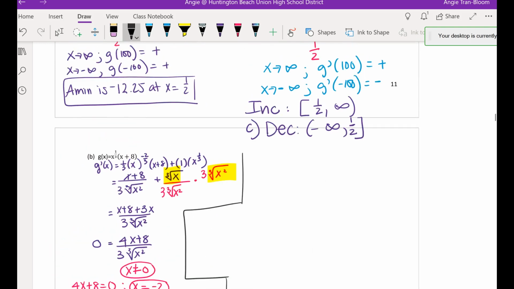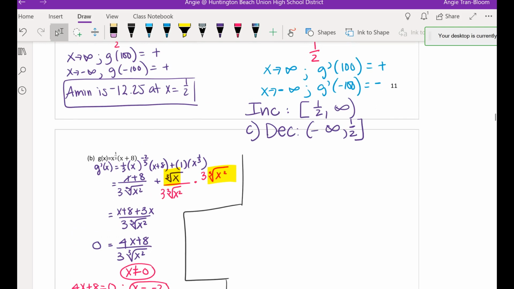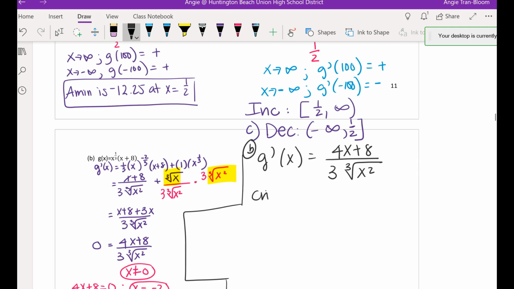Okay. B said just give me the increase and decrease. B and C are the same. Just one's increase, one's decrease. We got the derivative already, right guys? So I'm just going to copy it over. Here's B. The derivative was 4x plus 8 all over 3 times cube root of x squared. Just copying over again. We found the critical points already as well. True or false? There are 2 critical points. It was at x equals 0 and negative 2.